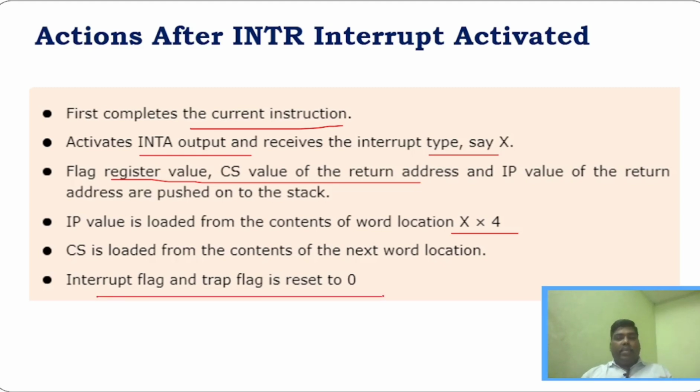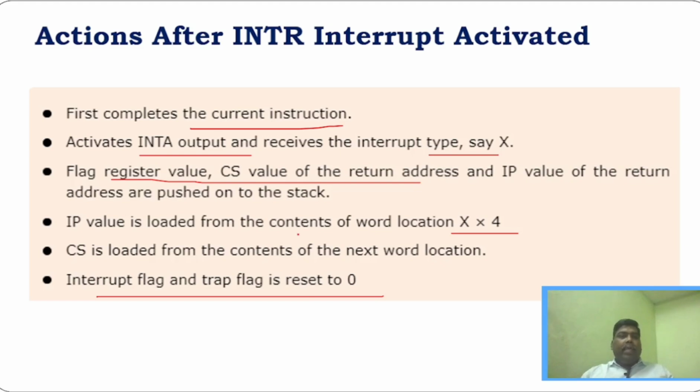I have already explained why we are resetting this interrupt flag and trap flag, right? Because we are already serving the interrupt. If the interrupt flag is enabled again, then an interrupt will be created again. So to avoid that, these two flags are reset.